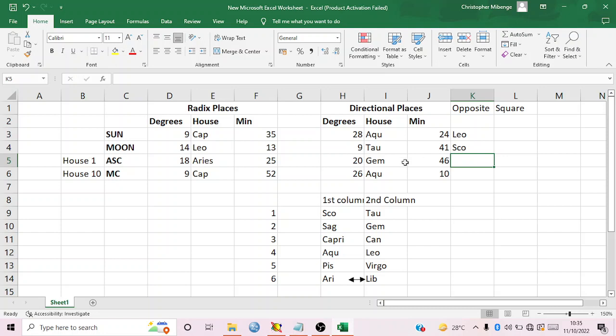right? So Gemini, the opposite of Gemini is here. So the opposite of Gemini is Sagittarius. So we're looking at Sagittarius, right? So the opposite of the directional ascendant is Sagittarius, 20 degrees 46 minutes, right? And then Aquarius, of course, we were back again to Leo, right? So these are the opposite of these directional places of these general significant factors, right?